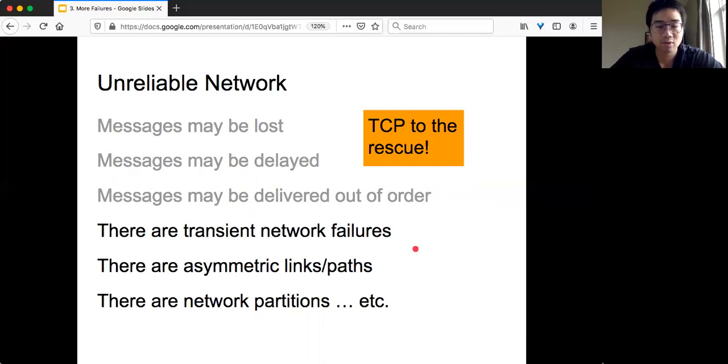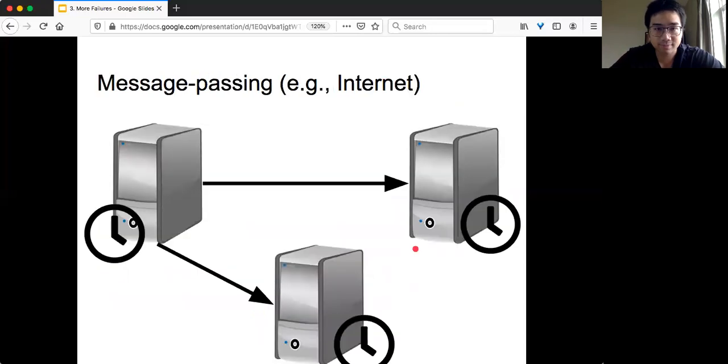That's also possible. And one of the worst cases of network failure is when two groups of nodes, two groups of machines, cannot talk with each other because of some kind of network failure, and your network is partitioned. These are all things that we need to deal with, both in theory, in a simple model, and also in practice.